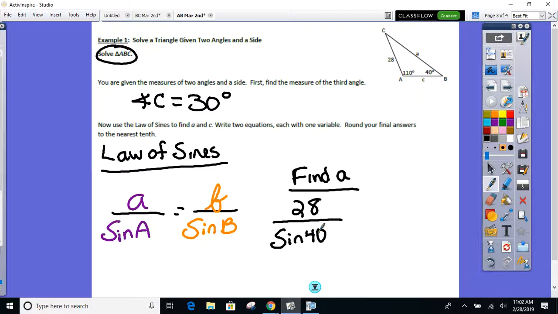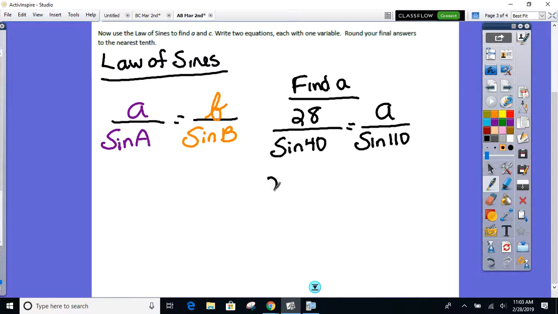So everyone see, side, angle across. Equals, you guys wanted to find A? Okay, so it's got to be side A over, what's the angle across from A? So 110, but I'm going to plug in sine of 110. Yep. All good. Side over the angle across from it. How do you solve proportions? Cross multiply. Here you go. 28 times the sine of 110 equals sine of 40 times A.